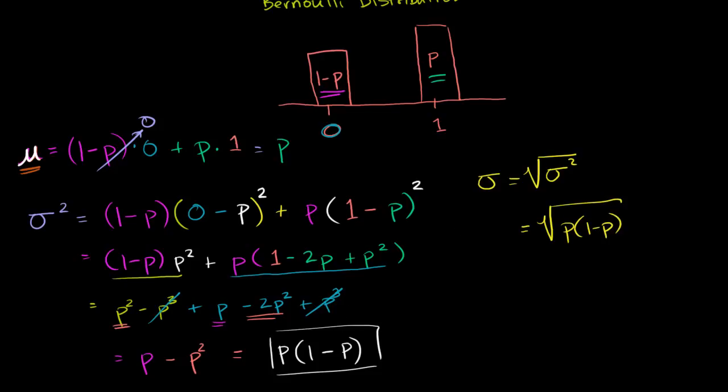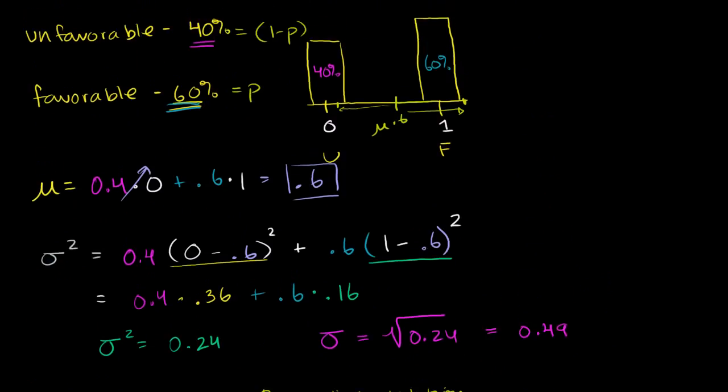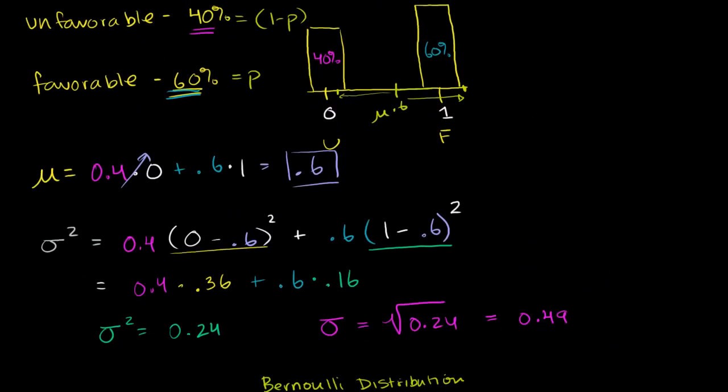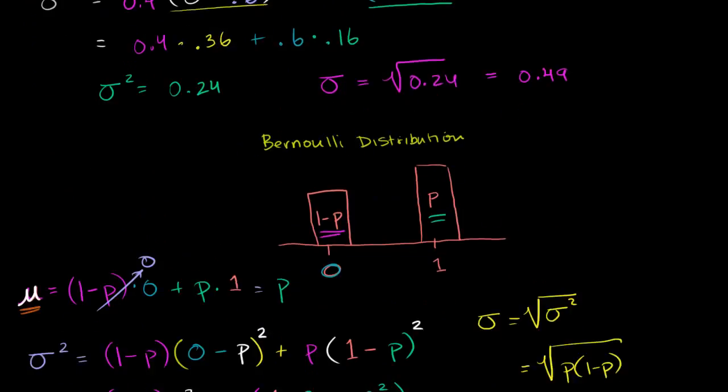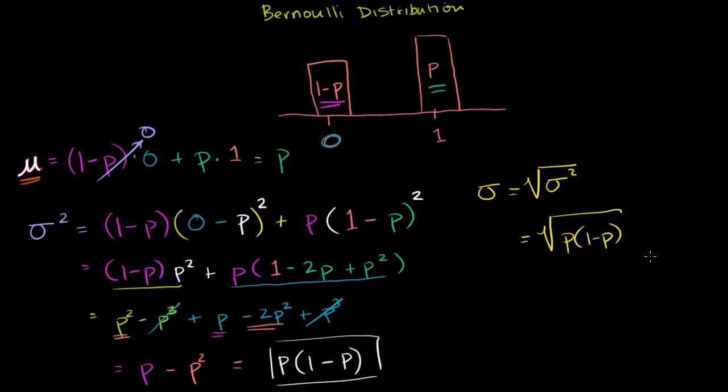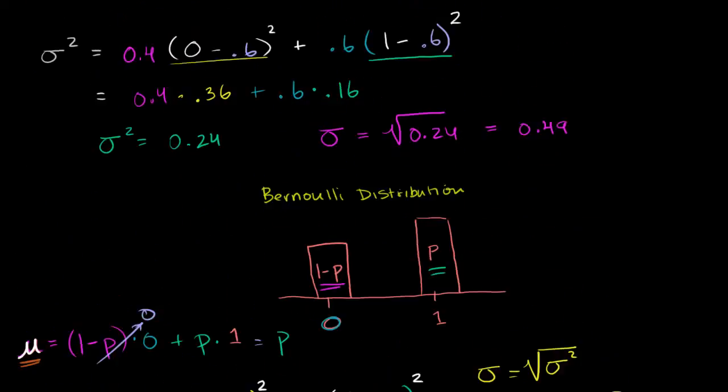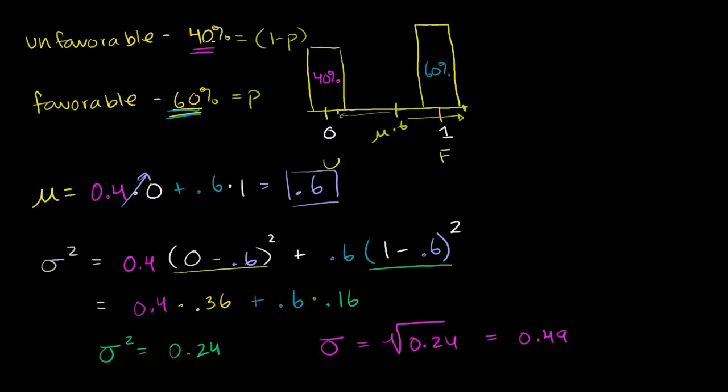And we can even verify that this actually works for the example that we did up here. Our mean is p, the probability of success. We see that it indeed was 0.6. And we know that our variance is essentially the probability of success times the probability of failure. Probability of success in this example was 0.6. Probability of failure was 0.4. You multiply the two, you get 0.24, which is exactly what we got in the last example. And if you take its square root for the standard deviation, it's 0.49.